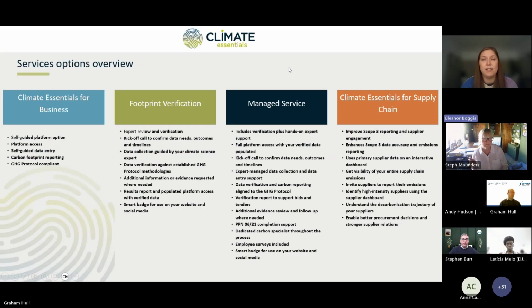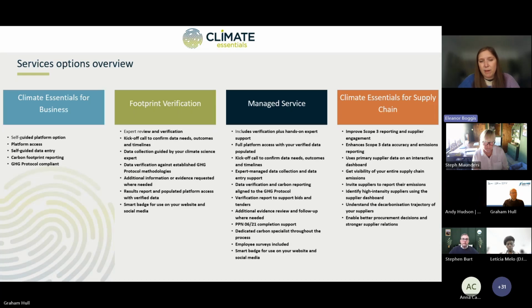I've highlighted our 4 main services. You've got Climate Essentials for Business, which is the self-guided platform. You can measure your footprint yourself, and it's all aligned to the greenhouse gas protocol. And we've got footprint verification, which is where we verify the data that you've put in and make sure you're not missing anything. We look at your accounts and make sure that nothing's missing and that it's all aligned to the greenhouse gas protocol and its methodologies.